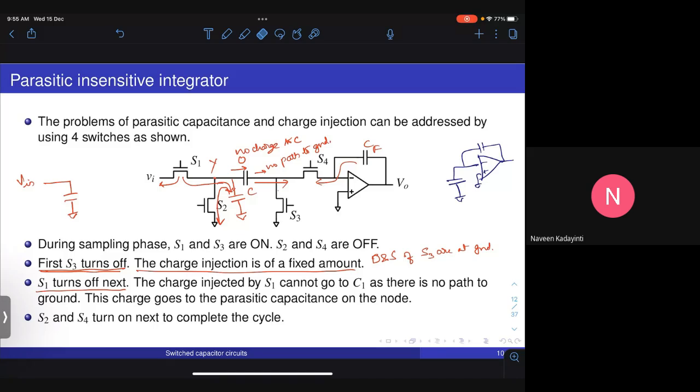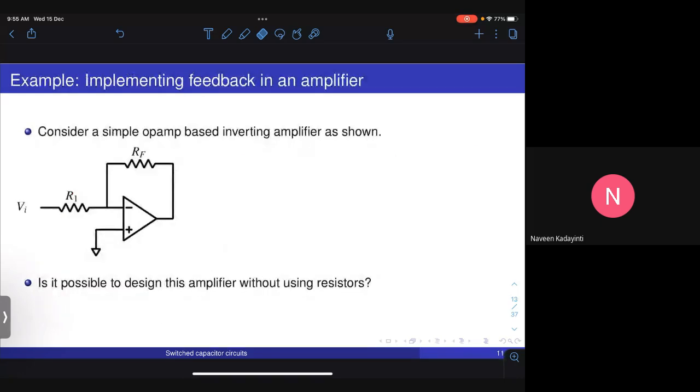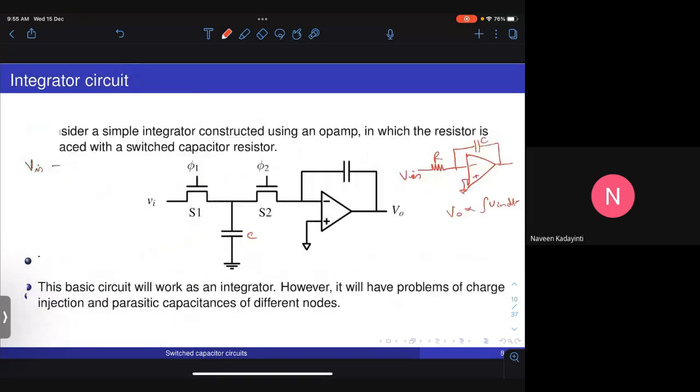Okay, now let's take the next example. Let us say you want to make an op-amp based inverting amplifier as shown. Is it possible to design this amplifier without using resistors? One simple-minded way would be to take each of these resistors R1 and RF and replace it with a network which uses two switches and a resistance.